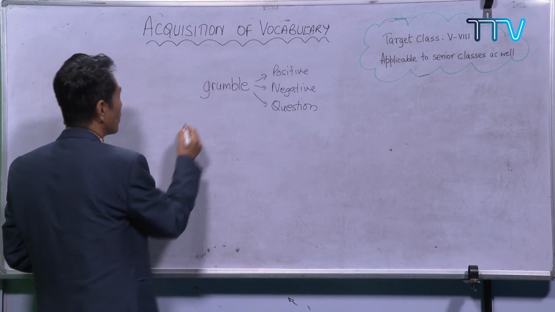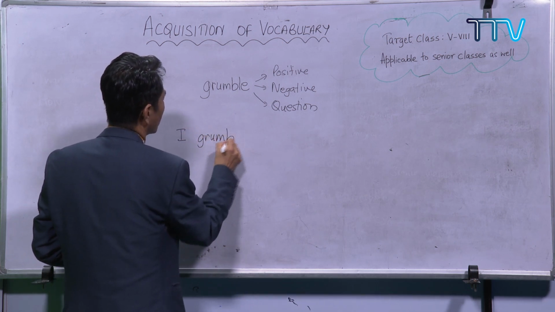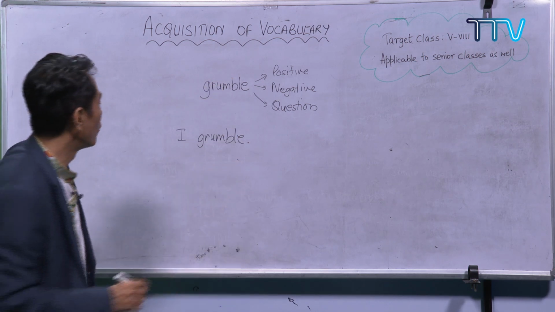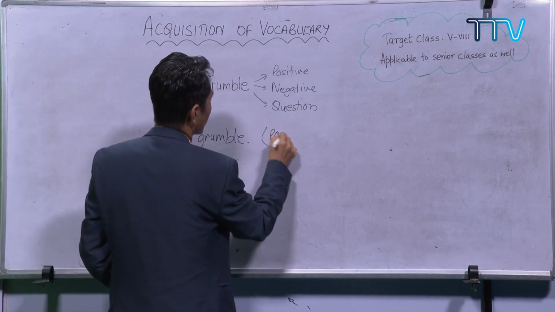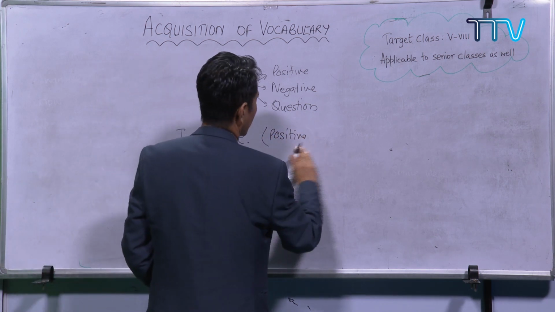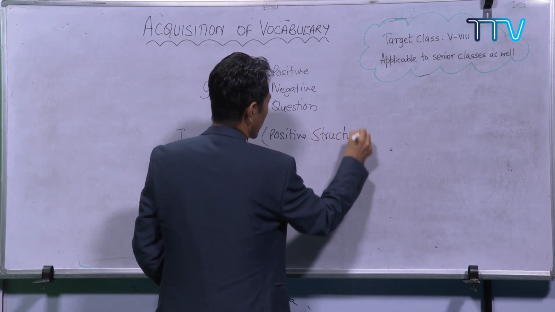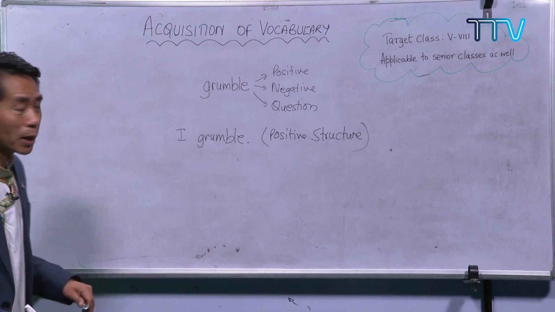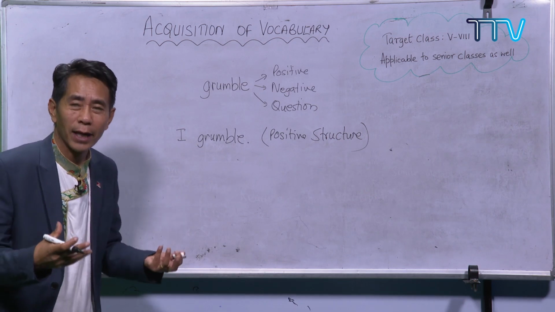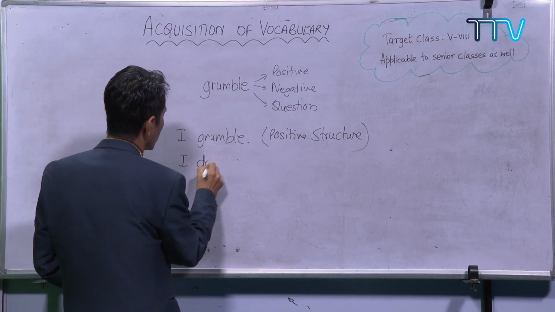For example, grumble. I grumble. When I say positive and negative, I will put this into structure. I'm going to write structure so that there will be no confusion. I grumble. Now, you know this grumble. Now, you just try to come up with the negative. So, I grumble. What do we do? I don't grumble.